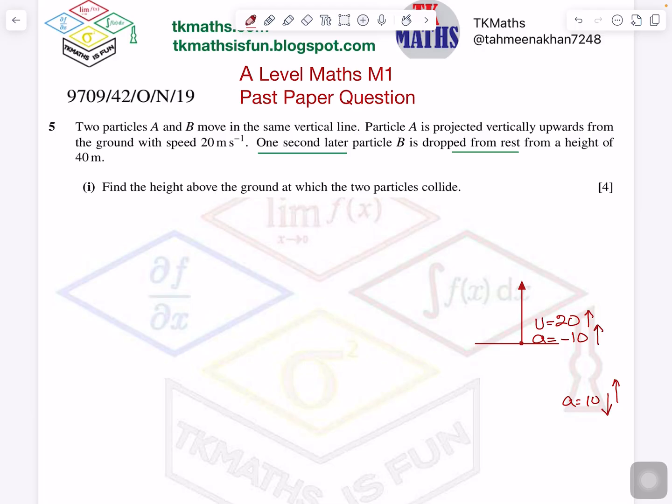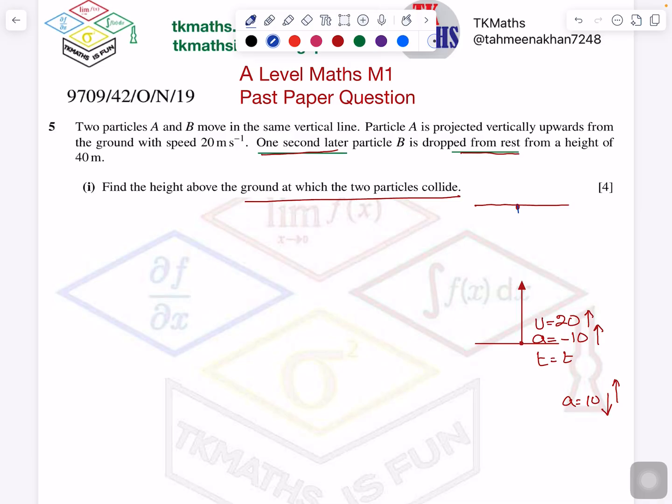Then time I will take in this case as t. What is the reason? Because 1 second later, particle B is dropped from rest from a height of 40 meters. And the question is saying find the height above the ground at which the two particles will collide. So I will take it as if it is dropped exactly above the same point and they are coming straight up and down, and that's why it will collide.